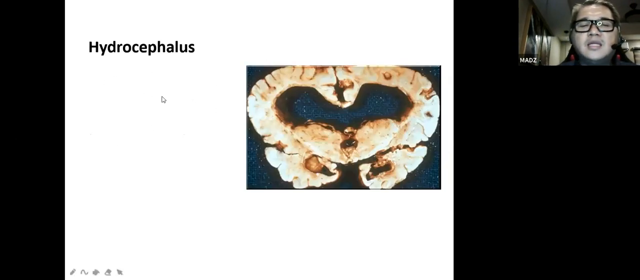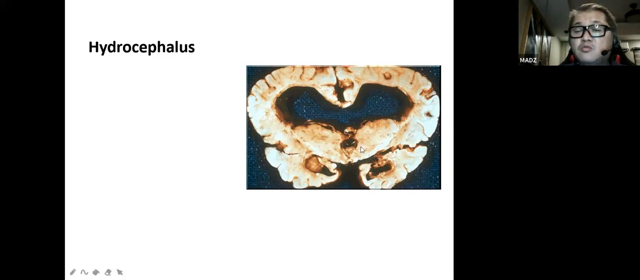Another abnormality could be a hydrocephalus. So this picture here shows dilated ventricles, and of course the temporal horns of the ventricular system, which is usually closed, it's now open. So this is a patient with hydrocephalus.